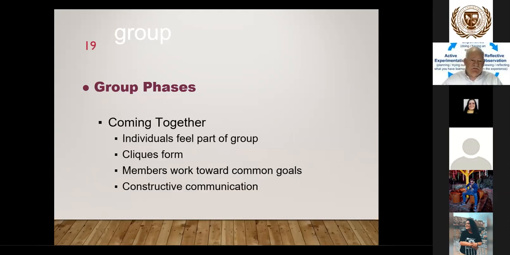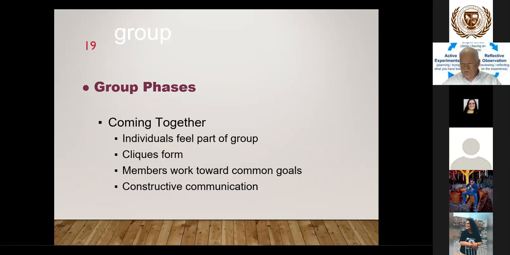Then the next phase of the group is called coming together, and that's when people start feeling a part of a group. Now, these group phases are a little more difficult in shorter periods. It can happen, and I know in our example, I'm looking forward to hopefully being able to help everyone move quickly through the phases, and we'll see how that works. But during coming together, you start feeling a part of the group.